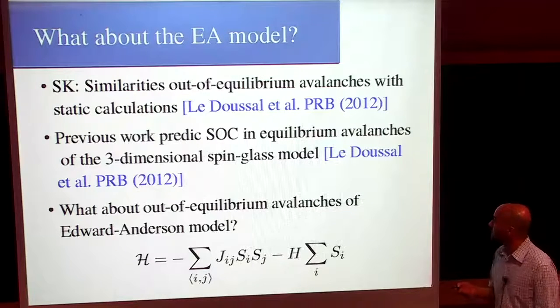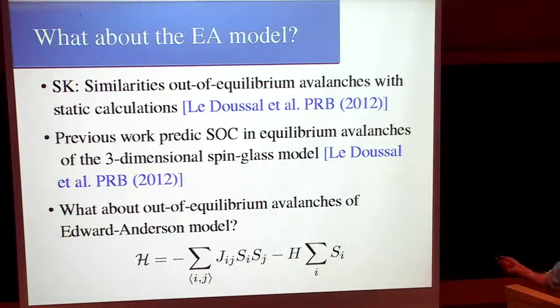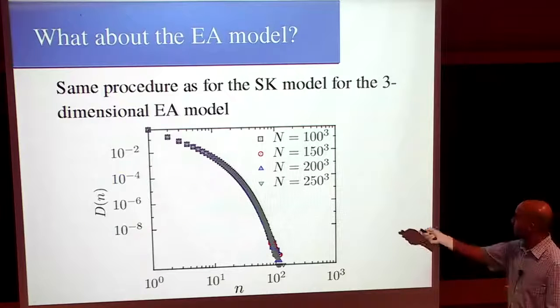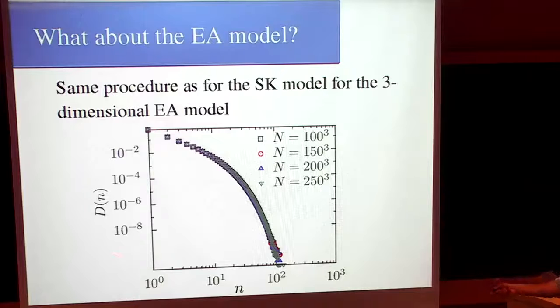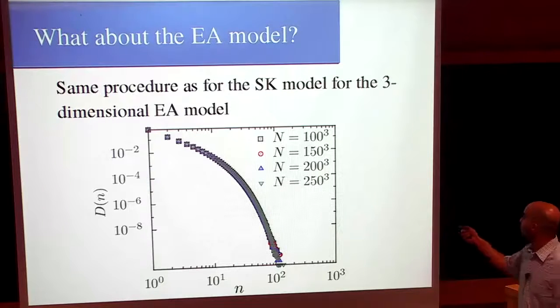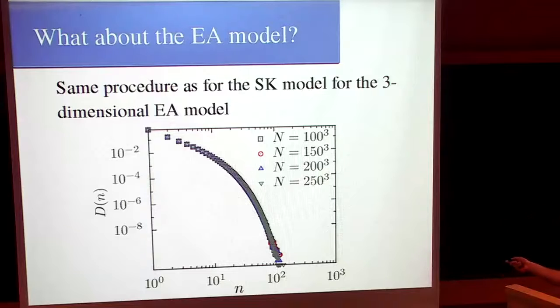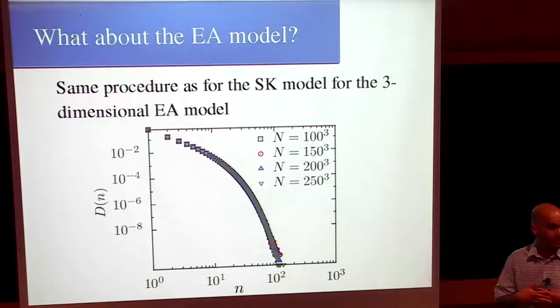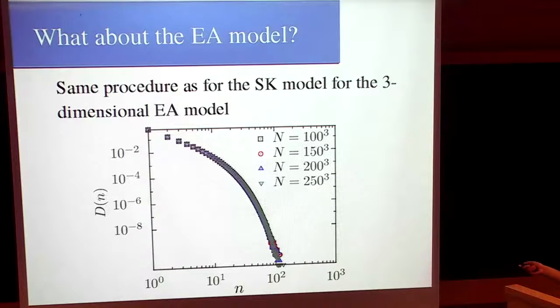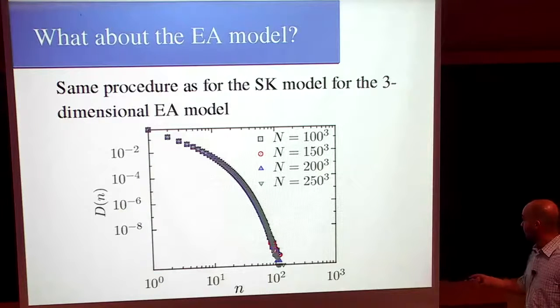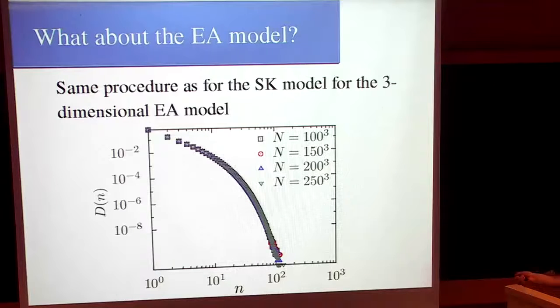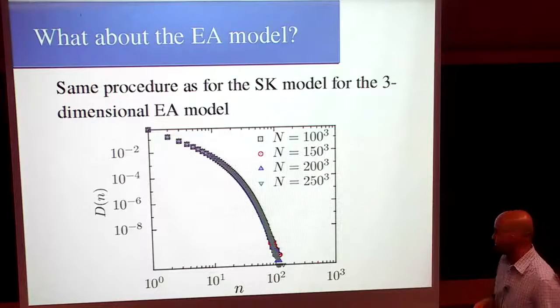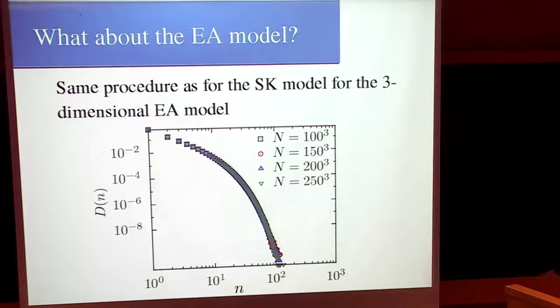So we looked at the three-dimensional Edwards-Anderson spin glass in the same way as the SK model, and here I show you the distribution of spin flips for the Edwards-Anderson model in 3 dimensions. We went to very, very large system sizes, over 10 million spins. And we see here that there is really no sign of scale-free behavior. Even with such huge systems, the avalanches are bounded up to a couple of hundred spins.